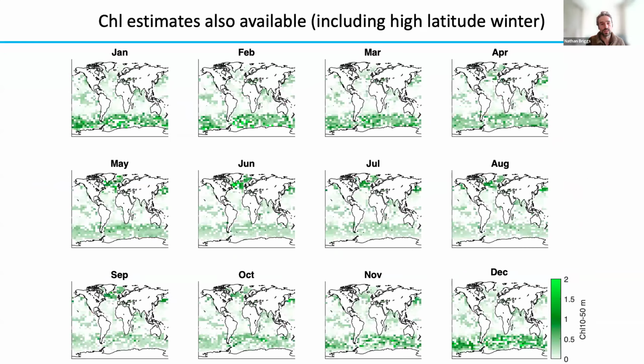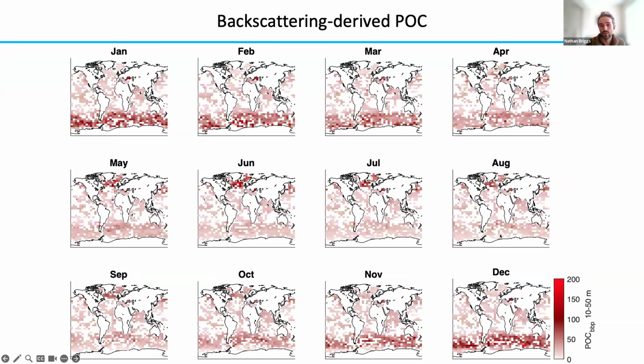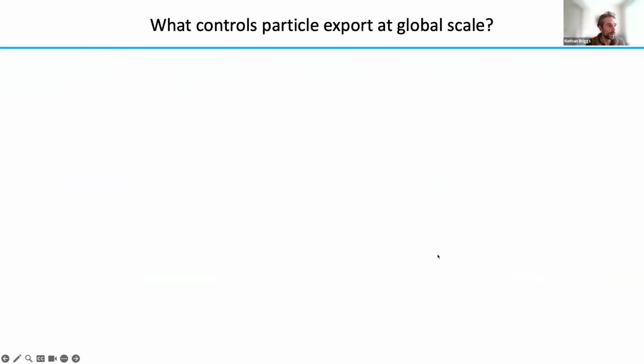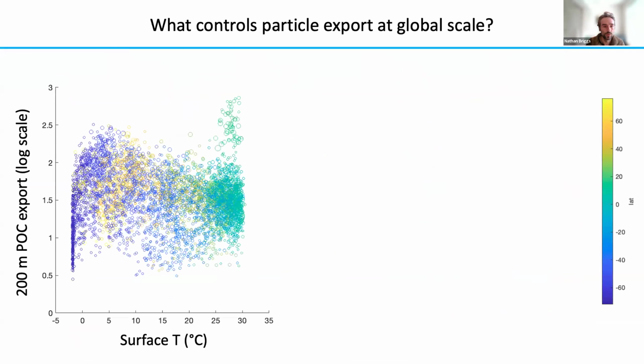Well, I guess it's worth saying that these data come alongside other parameters from this data set, which I've averaged on the same grid, just for convenience, that come from the floats, including chlorophyll, including the POC at the surface. So we can now use these data to examine what controls particle export at global scale.